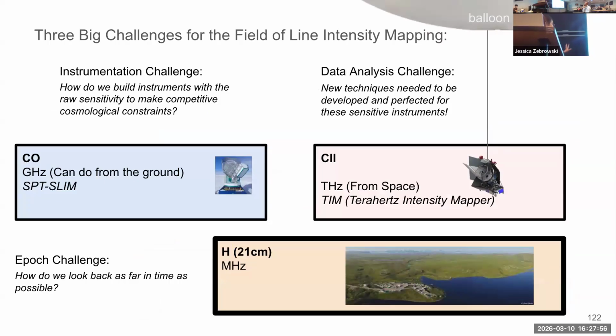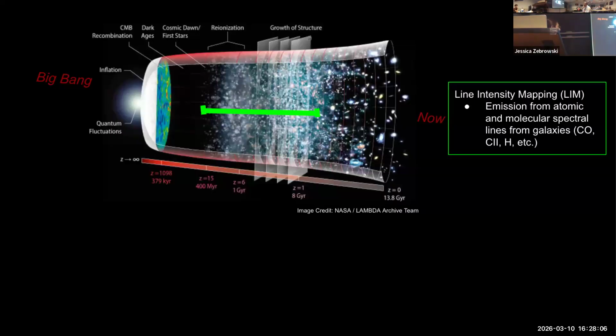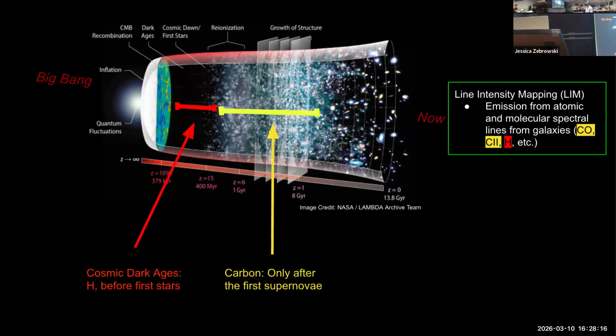So with that, I'm going to move on to my final topic of this presentation, which is asking, with line intensity mapping, how do we look as far back in time as possible? So when I spoke with you earlier about my hopes for line intensity mapping, emission from atomic and molecular spectral lines, you actually should think about them in 2 categories. So there's hydrogen and then there's everything else.